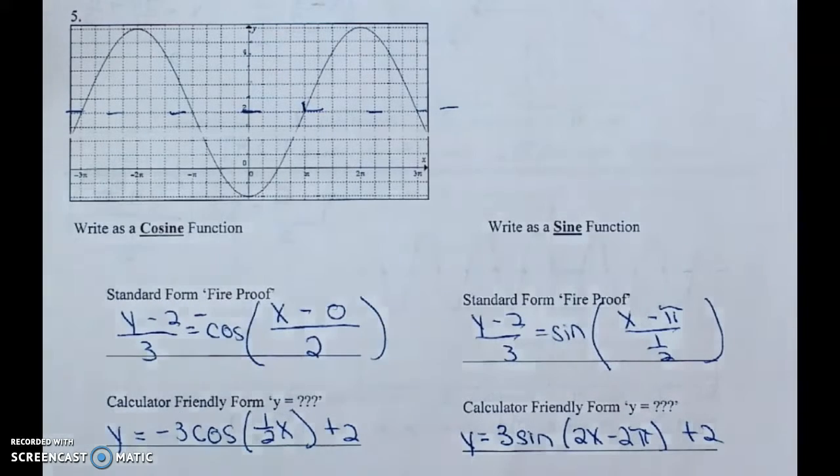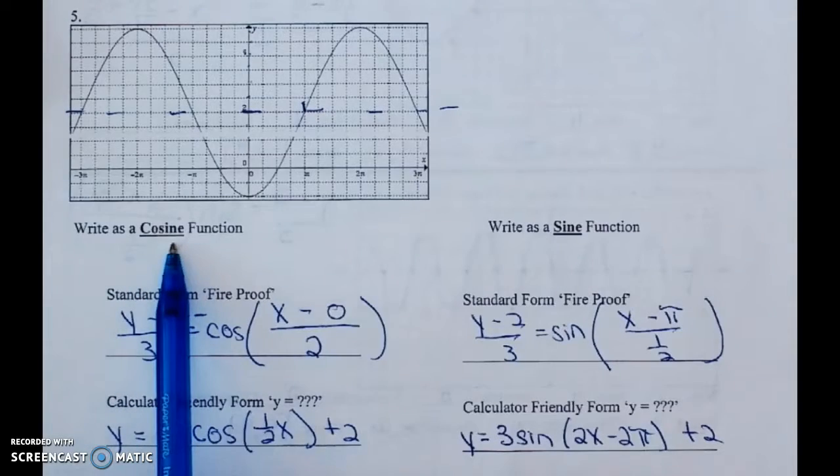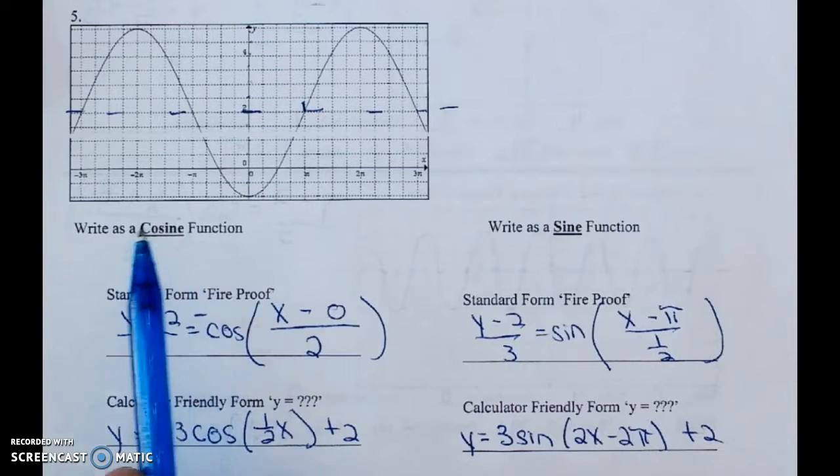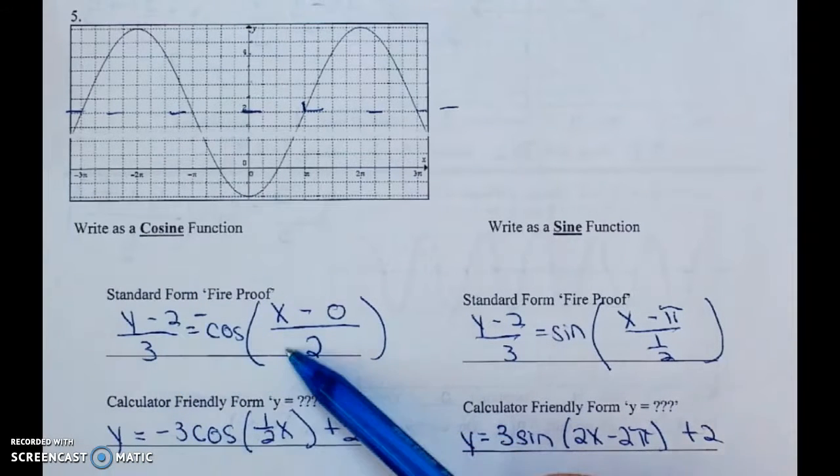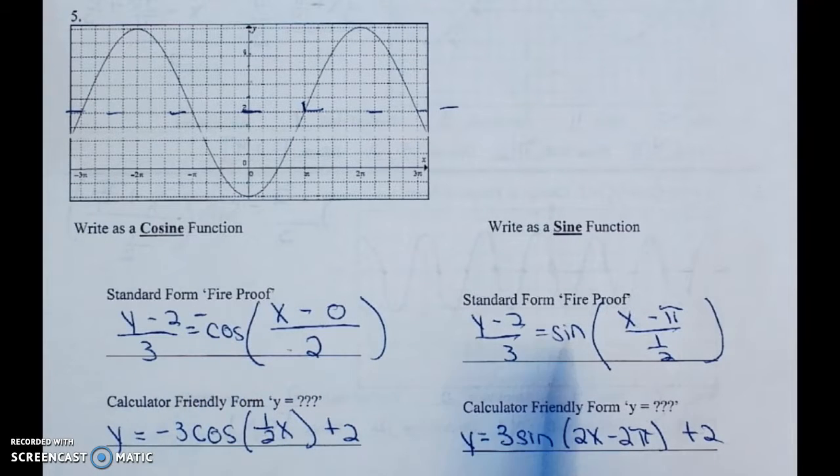I'm on question number 5 on the worksheet. This one said, first of all, we want it written as a cosine, and remember, the amplitude, the vertical shift, and the change in period are the same regardless of whether it's a cosine or whether it's a sine. The only thing that changes is the phase shift.